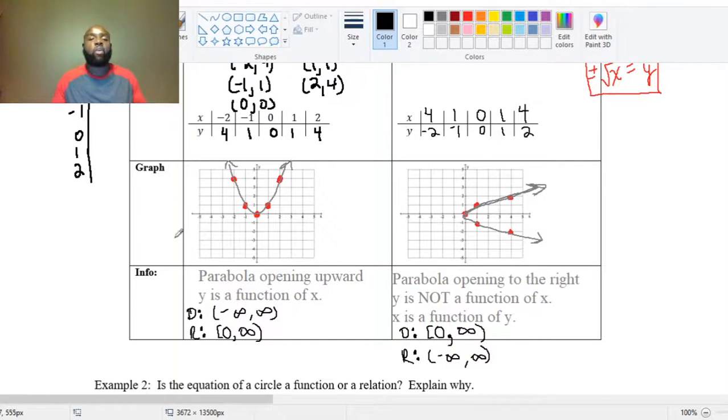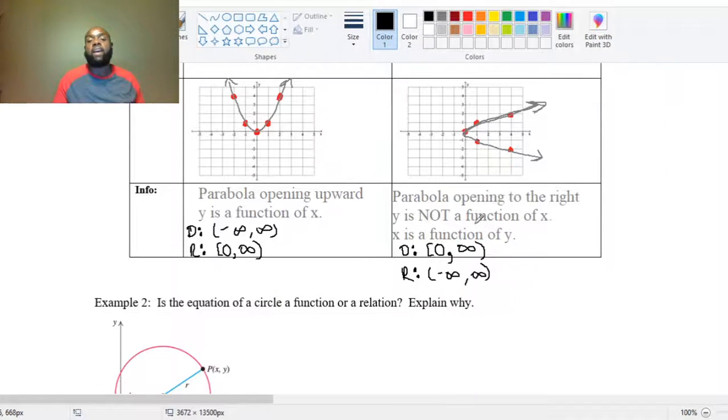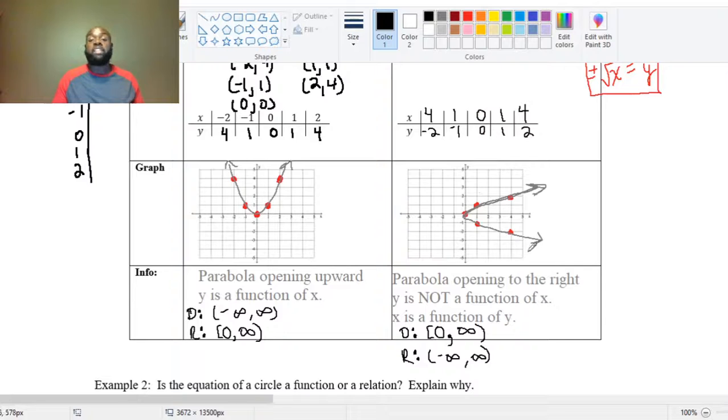Now, I've looked at a graph that is a function, which is here, and a graph that's not a function, which is here. So I want you to be able to graph a relation that's not a function and a relation that is a function by graphing. And then you should also be able to find the domain and range from the graph. But graphs give us a general representation of what these things look like.